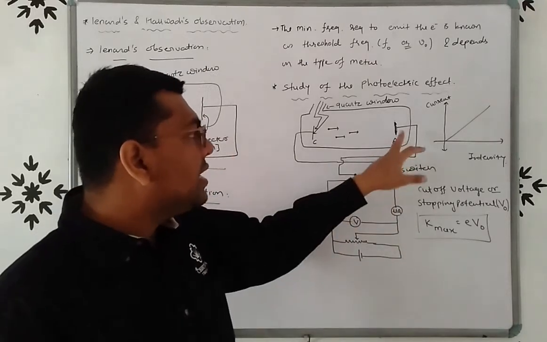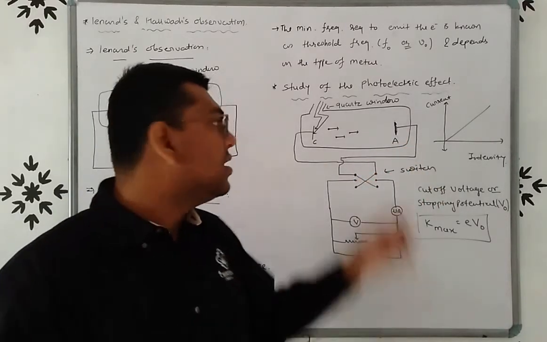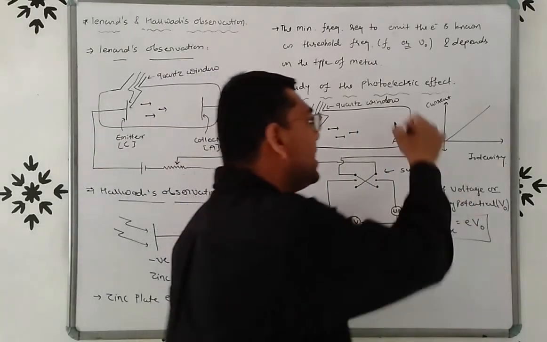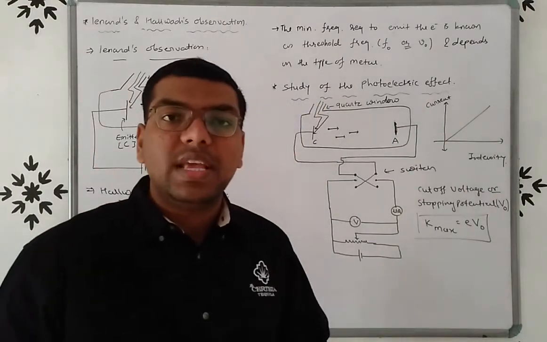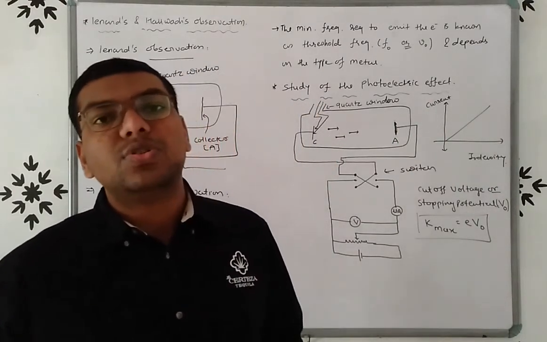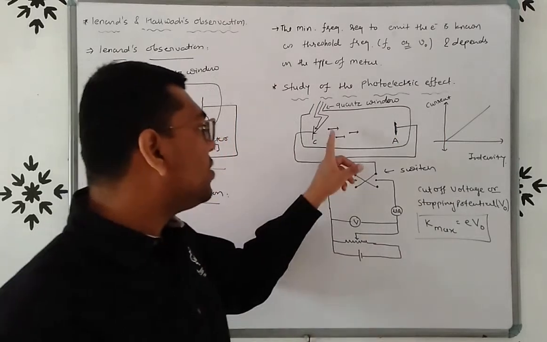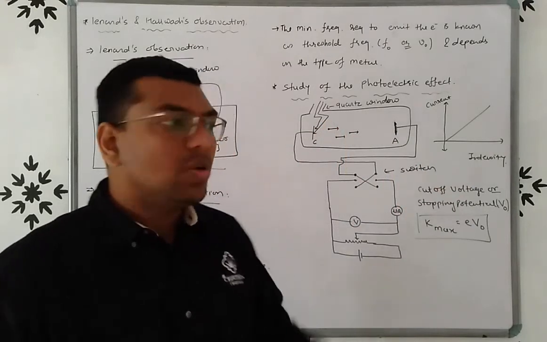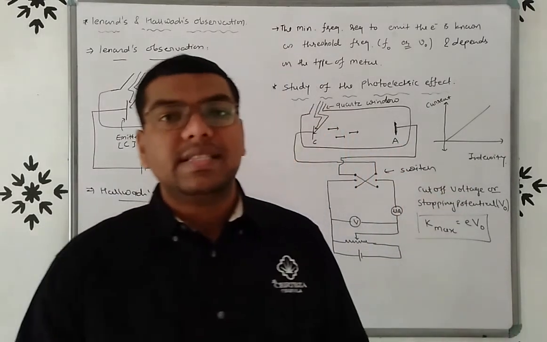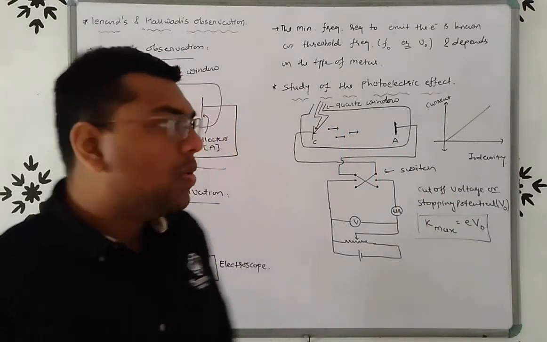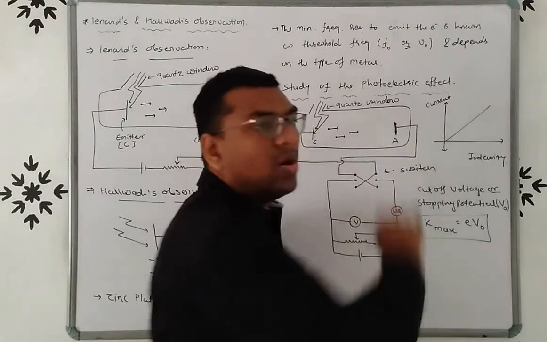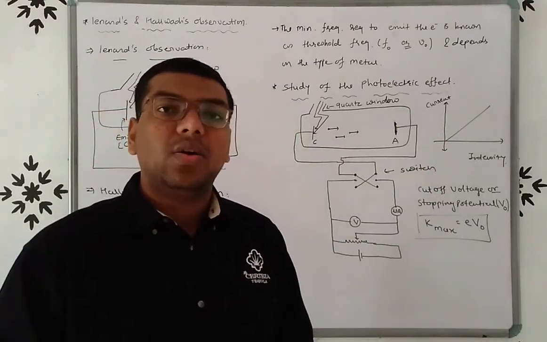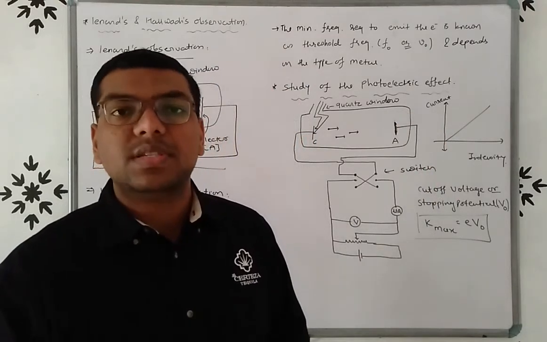Now if we decrease the potential of the collector, then the flow of current also decreases, because as we decrease the potential of the collector, the repulsive force increases. Due to this, electrons cannot travel towards the collector easily, so the current starts decreasing. Now if we decrease the potential of the collector continuously, then the photoelectric current becomes zero.